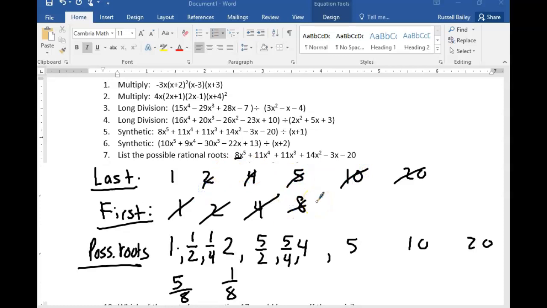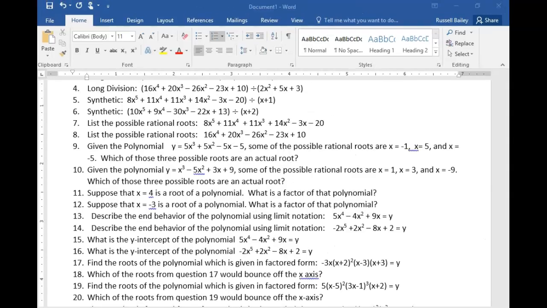And any of these could be positives or negatives. So there's a lot of possible roots here. Okay, but that's the answer to that one. All right, let's move on.